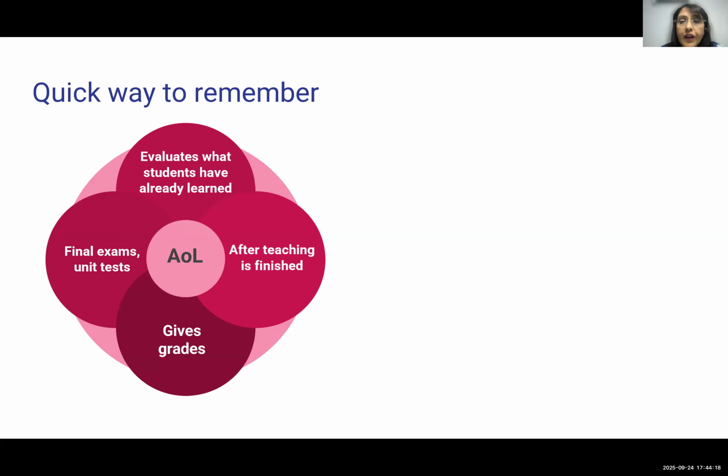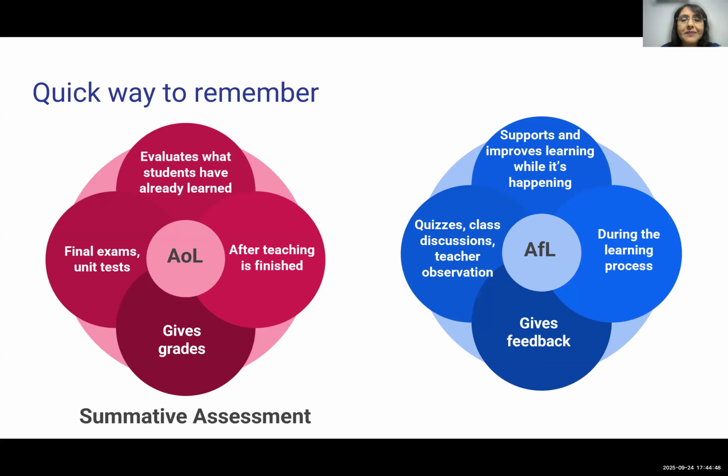In assessment of learning, we evaluate what students have already learned. It happens when the teaching is over for the unit or a term. Usually, total marks or grades are given after the test, and examples can be final exams, term end projects, standardized tests, etc. In other words, assessment of learning sums up the learning. Hence, it is summative assessment.